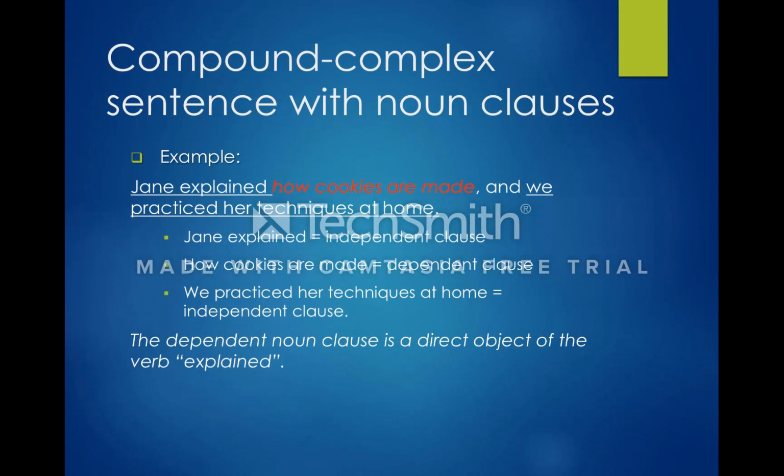The second version is a compound complex sentence with a noun clause or noun clauses. Let's look at another example. Jane explained how cookies are made, and we practiced her techniques at home. The first clause, Jane explained, is independent. The second clause, how cookies are made, is dependent. And the final clause, we practiced her techniques at home, is another independent clause. The dependent clause, how cookies are made, functions as the direct object of the verb explained and is a noun clause.